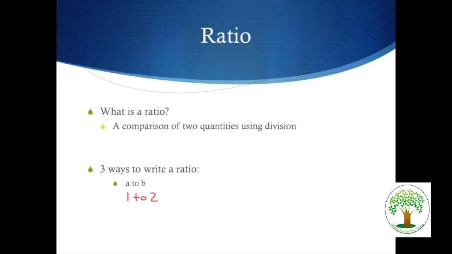We could have 2 different numbers there. We could say it's a 4 to 5 ratio. Okay? So that's one way to write a ratio, with the word "to" in between the two numbers. We could write it with a colon in between, and it means the same thing as the word "to." So if I wrote 1:2, that would mean it's a 1 to 2 ratio. Okay? So instead of the word "to," we have a colon.